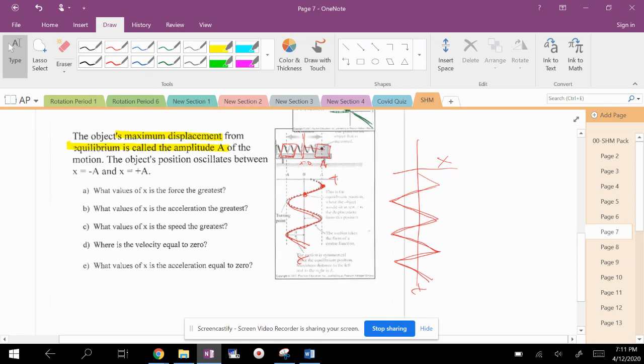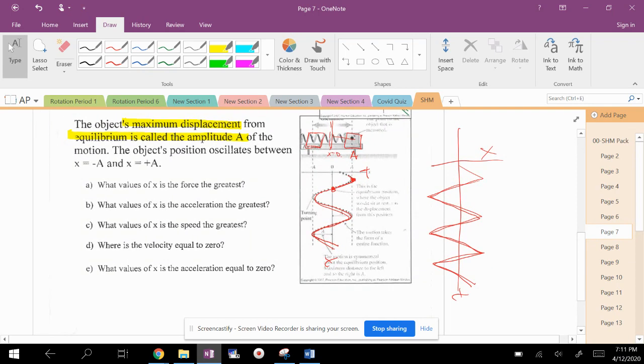Okay, so the first question says, at what values of x is the force the greatest? The force is going to be the greatest when it's farthest away from equilibrium. So that's going to be at A and negative A.